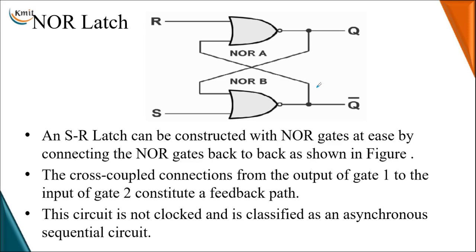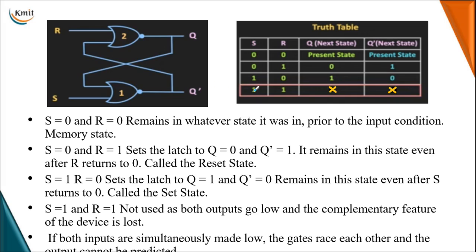You can also construct a NOR latch using the universal gate NOR. It's just replacing your NAND gates with NOR gates, and here we shuffle the inputs. The position of S is replaced with R, and the position of R is replaced with S. Now upon connecting the feedback, since it doesn't have a clock signal, it comes under asynchronous sequential circuits.